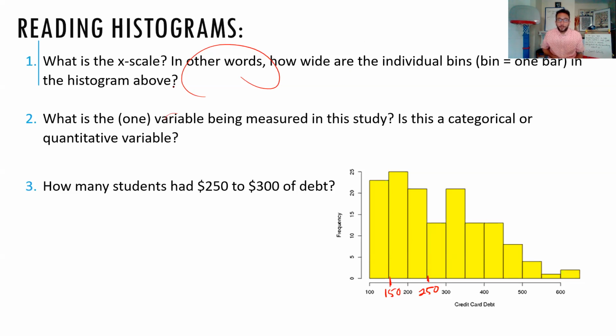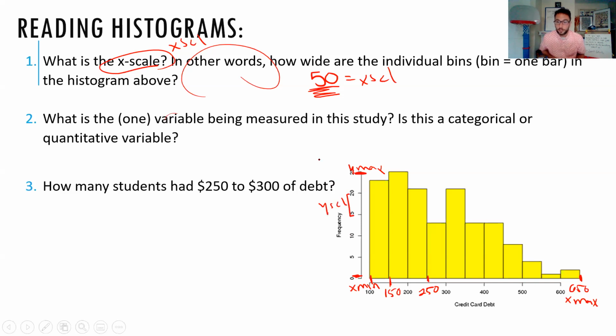So the X scale, and I'm going to use this language because this is what we're going to see when we start to play with this on our graphing calculator, is 50. When we set up the window, the X scale is how wide the bins are, or in other words, what we're counting by. If we were making this in our calculator, this 100 right here would be our X min, and this 650 over here would be our X max. Then our Y min would be 0, our Y max would be 25, and our Y scale would be 5. When we create these with our graphing calculator, we're going to have to set up that window and enter those things. That's why I'm using that language.